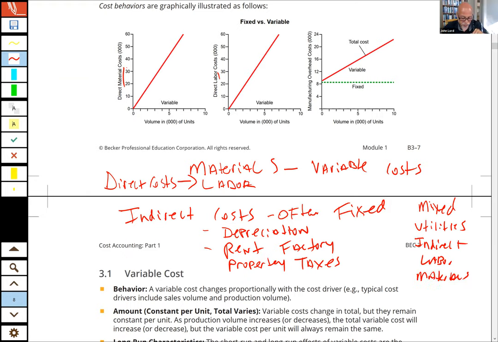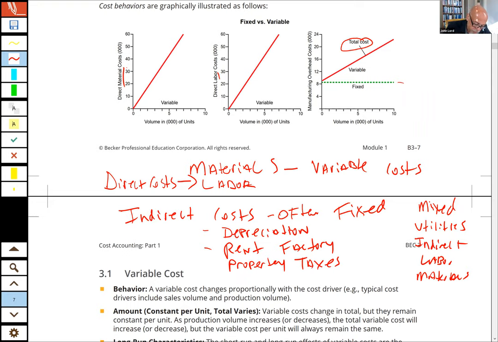Okay, you could have some fixed and some variable components to that. So when you start talking about total costs, notice that you have your variable costs, which are going to go up as you produce more units, but the total cost is driven up by this fixed portion.